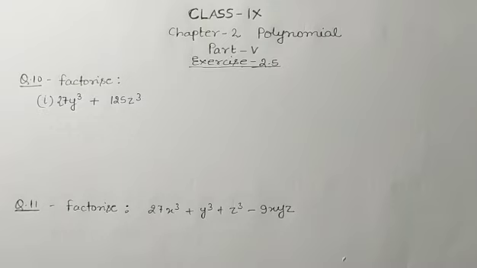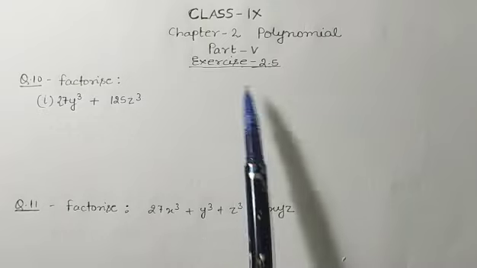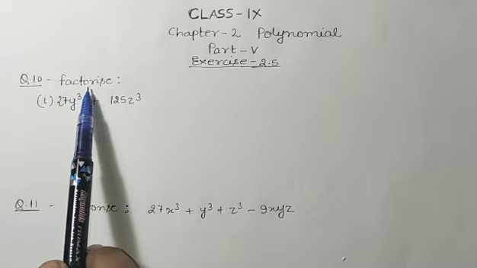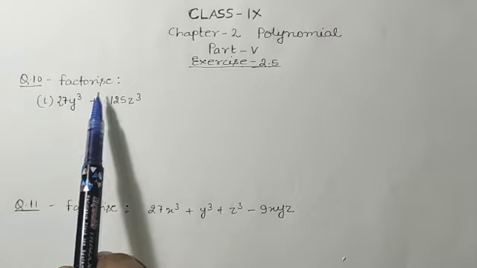Students, in the last part of the video, that is in part 4, we have covered till question number 9 of exercise 2.5, and now we are going to solve from question number 10. Our question number 10 is factorize 27y cube plus 125z cube.